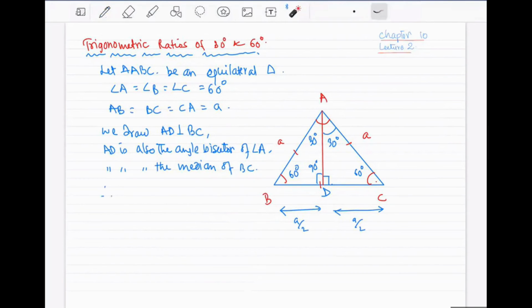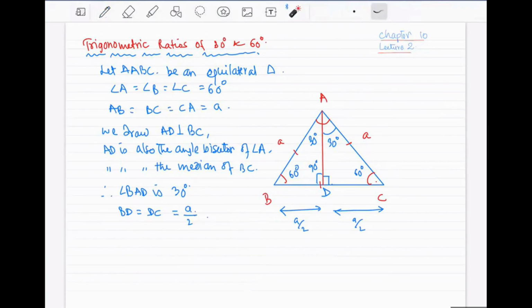So you can say this angle is how much? 60 is divided into 2, so this is 30 degree. Angle BAD is 90 degree. Sorry, 30 degree. And how long are BD and DC? BD and DC have been divided into two equal parts, A by 2 each.